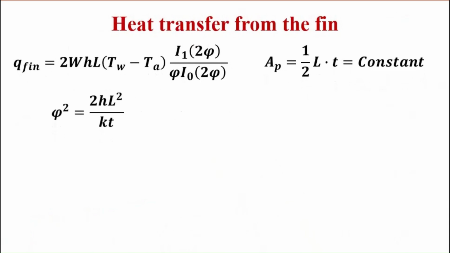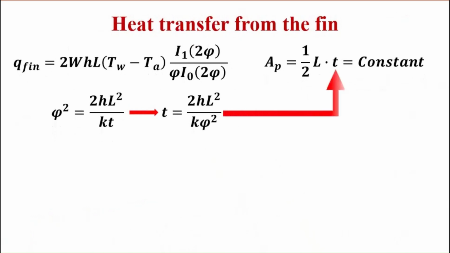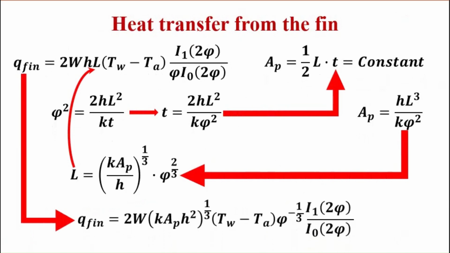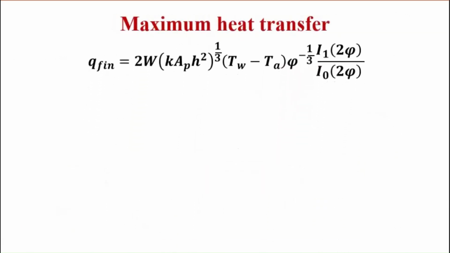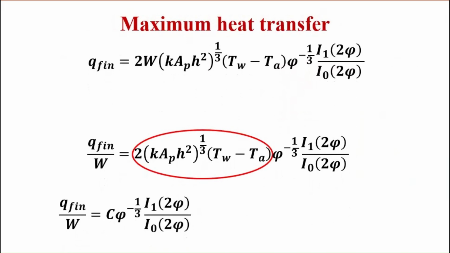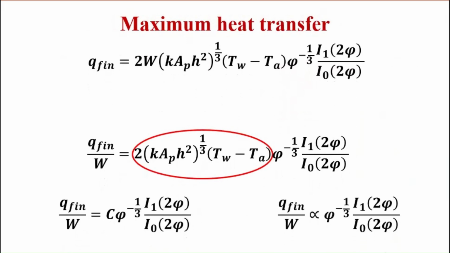By using the definition of the dimensionless parameter phi to express the fin thickness in terms of phi, and substituting this expression into the base area A_P, the fin length can be expressed in terms of the base area. Substituting this expression for the fin length into the heat transfer equation then yields an expression for the heat transfer rate. By calculating heat transfer per unit width, we obtain a formula in which the heat transfer rate depends only on phi, while all other geometric and thermal parameters remain constant. Consequently, the heat transfer rate becomes proportional to a function that depends solely on phi.